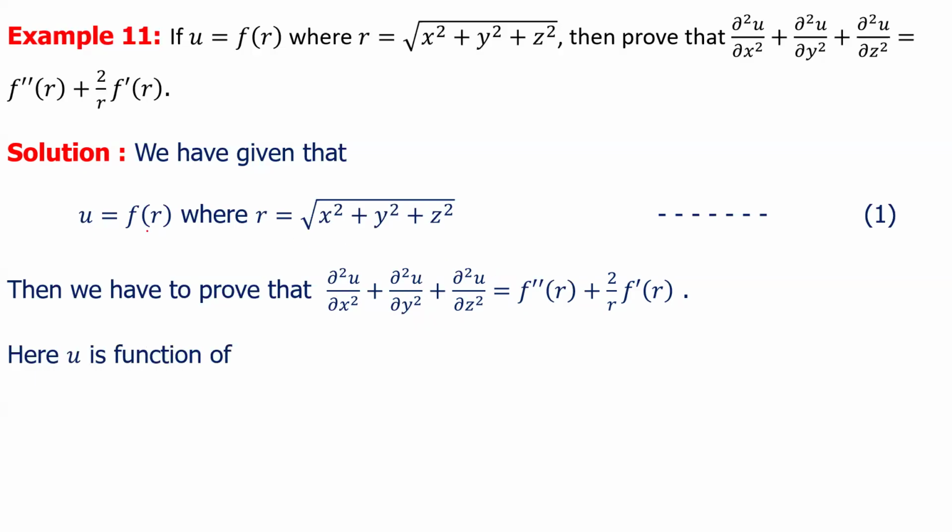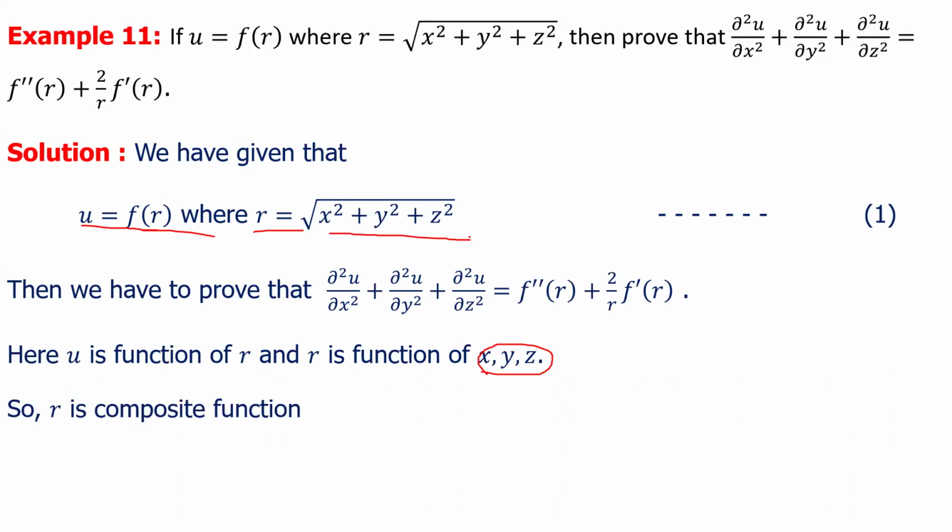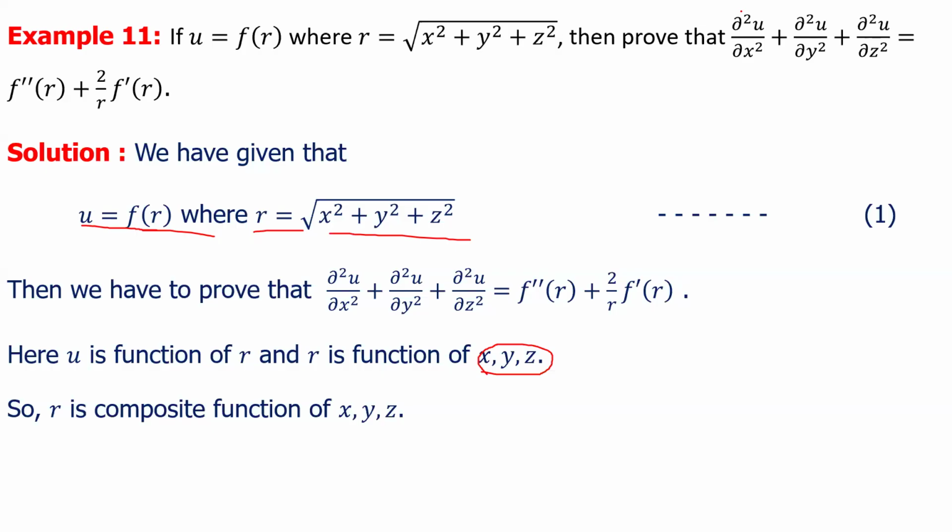Here u is function of r and r is function of x, y and z. Then r is composite function of x, y, z.